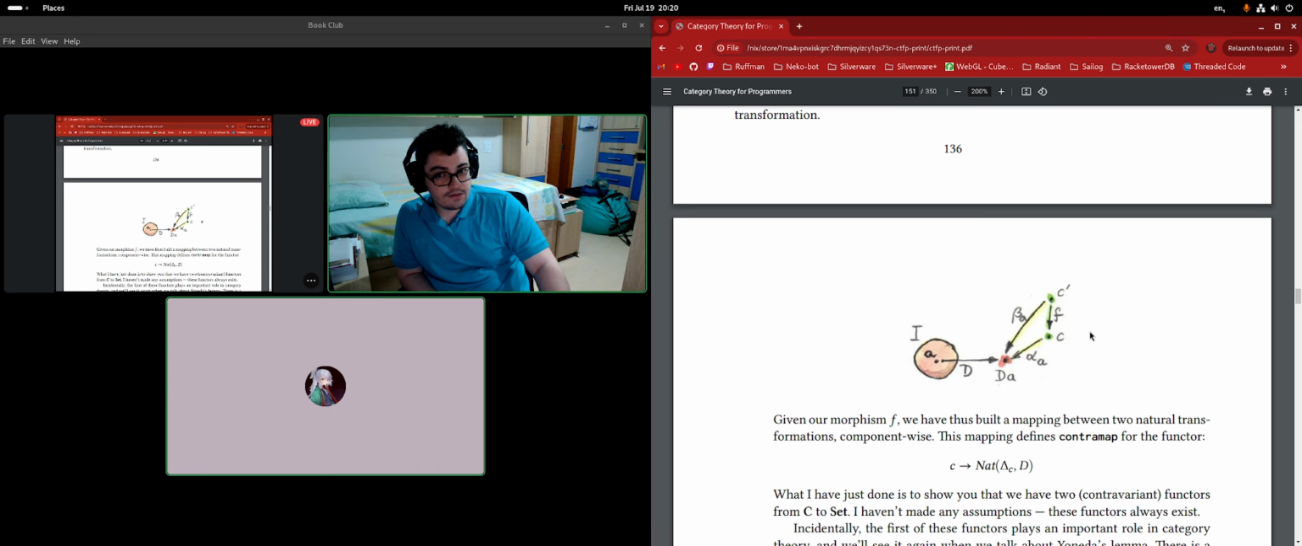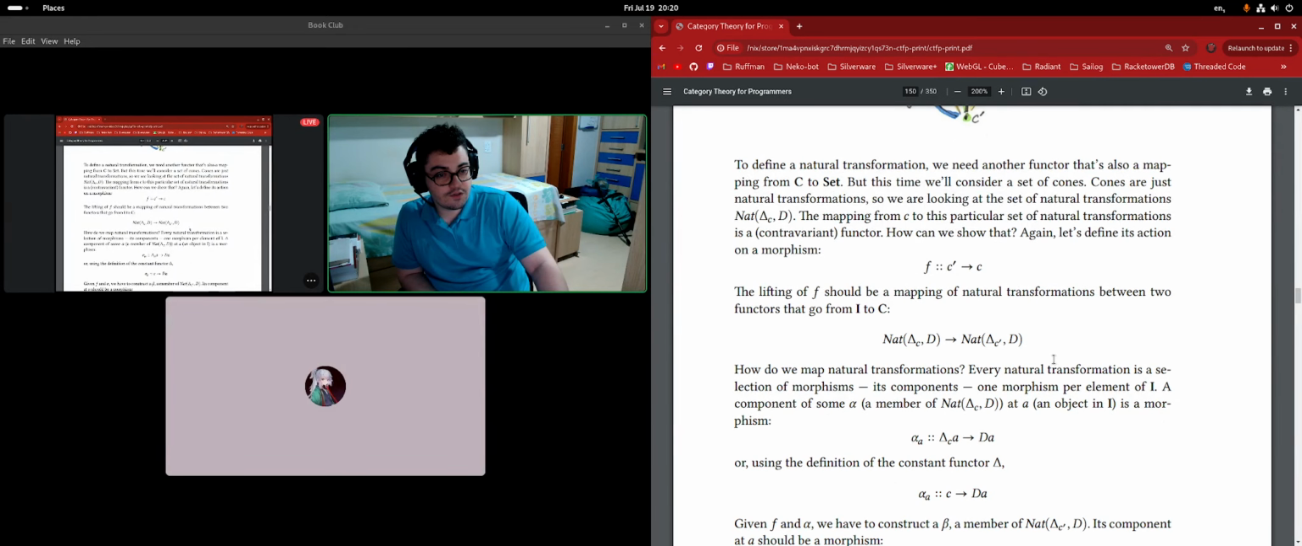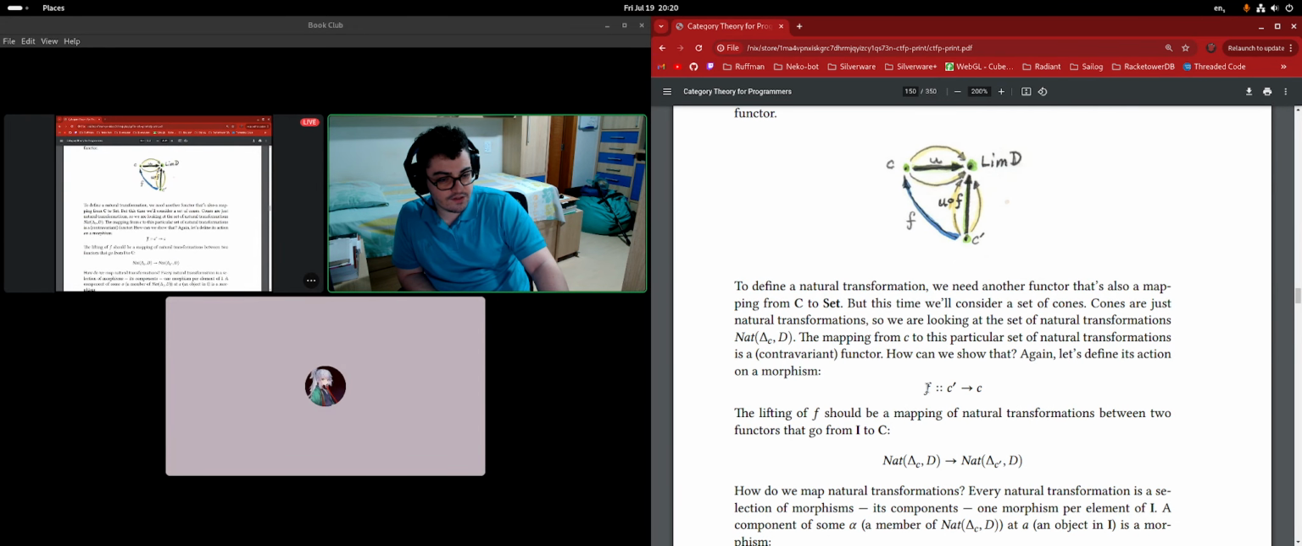This mapping defines contramap for the functor, and the functor is this thing. Wait, I don't know if I said something wrong just now. Are those actually both apexes of the cone and not from these things? Or am I mistaken?